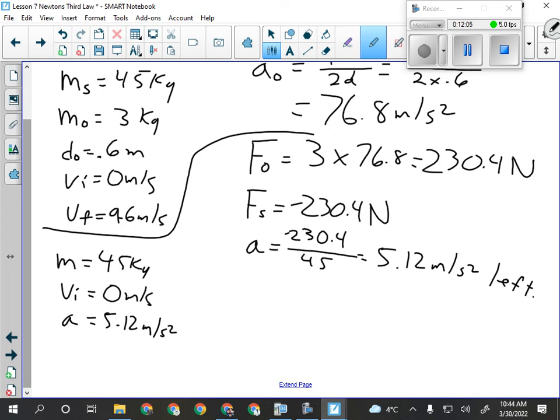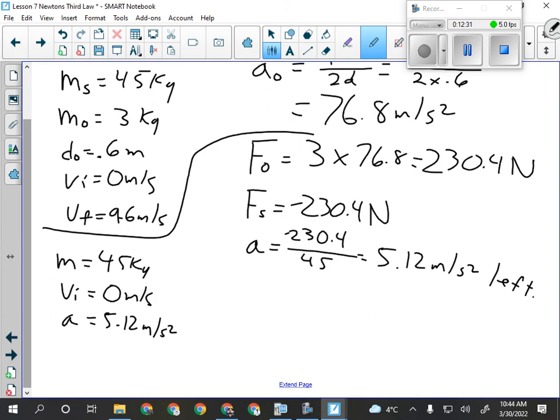I don't have enough information with that to calculate VF. I need one more piece of information, and I have to use the object's information to get it. What's the only thing that the person and the object have in common during all of this besides force? Time. The acceleration will take the same amount of time for both. It will last as long as they're in contact with each other.